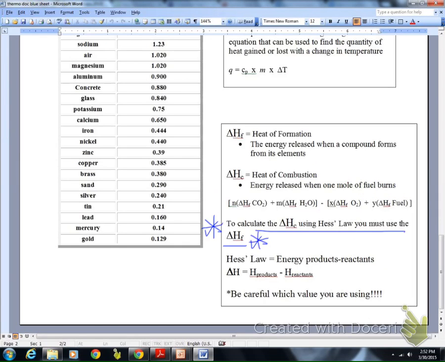And then this just is reminding us to calculate the change in H of combustion. We use Hess's Law, which is the products minus the reactants, and use the heat of formation to calculate the heat of combustion.